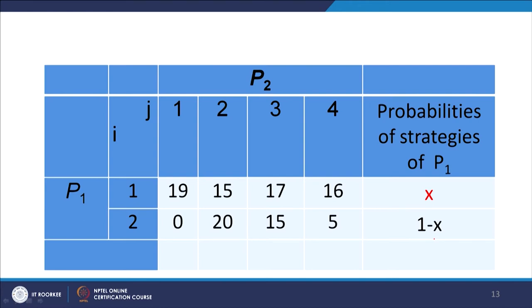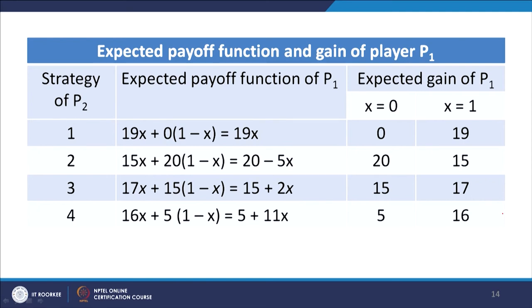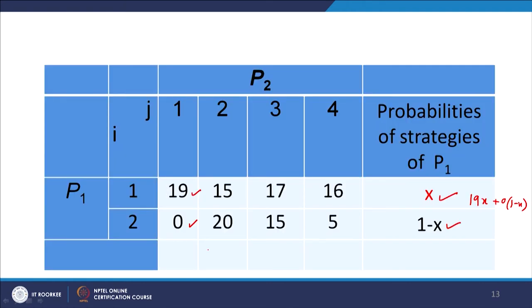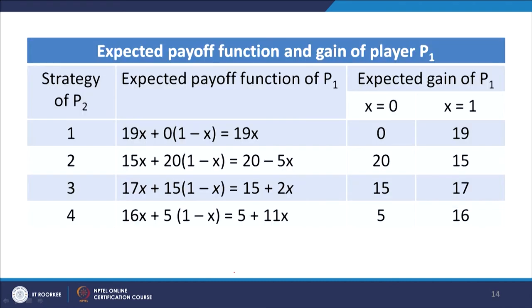Let us go back to this table and we find x is the probability corresponding to the first strategy, 1 minus x is corresponding to the second strategy. So, we will multiply 19x, first one I will do for you, 19x plus 0 times 1 minus x, and that is what is shown here in the first row of the expected payoff function of P1. And similarly, we will do for the other cases also. So, this one will be 15x plus 20 times 1 minus x, which comes out to be 20 minus 5x when you simplify it.